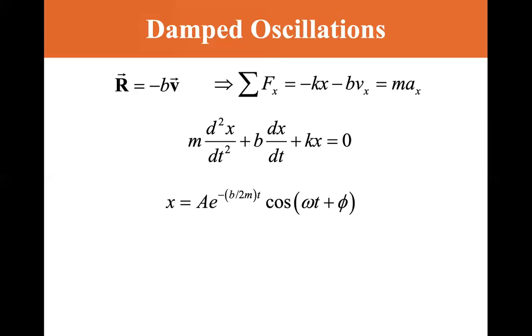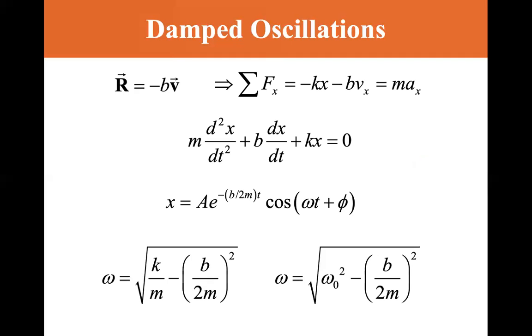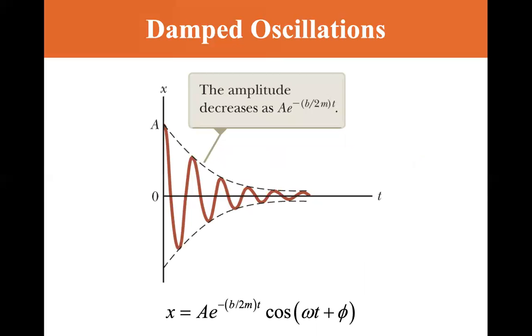x is equal to A e to the minus b over 2m times t times the cosine of omega t plus phi, where phi is a phase constant, and omega is defined as the square root of k over m minus b over 2m squared, and it's also equal to the square root of omega 0 squared minus b over 2m squared. Okay, and this is what the equation A e to the minus b over 2m times t looks like.